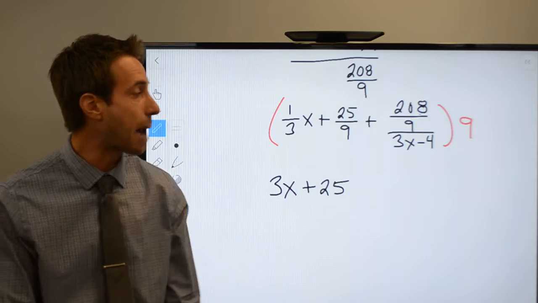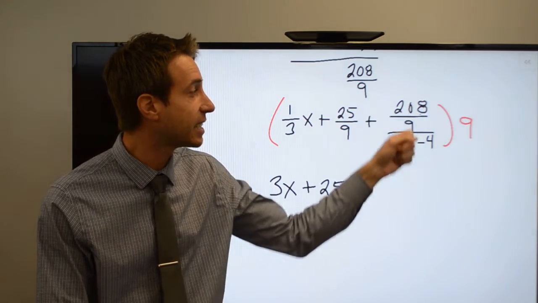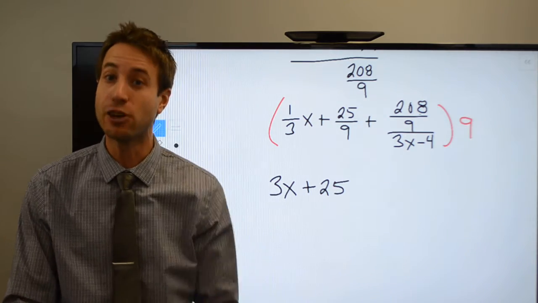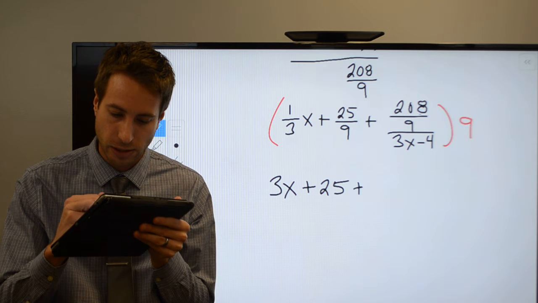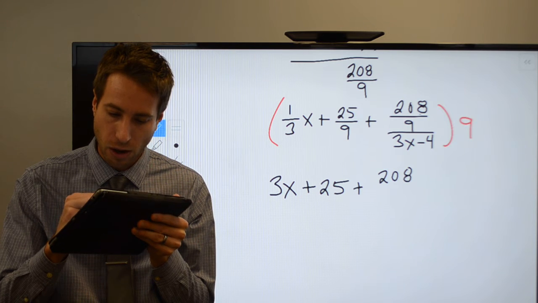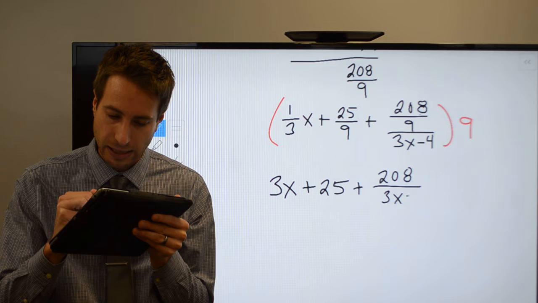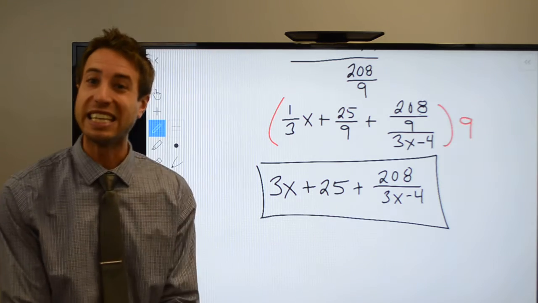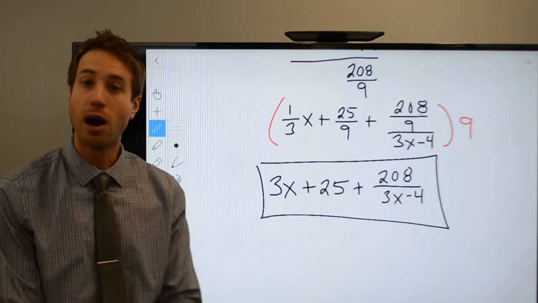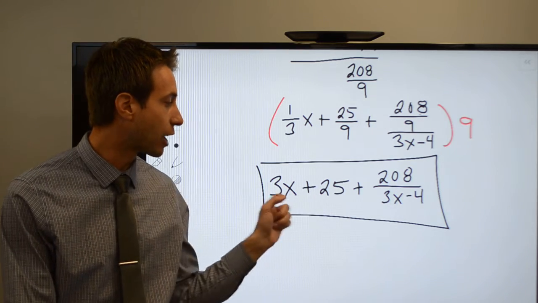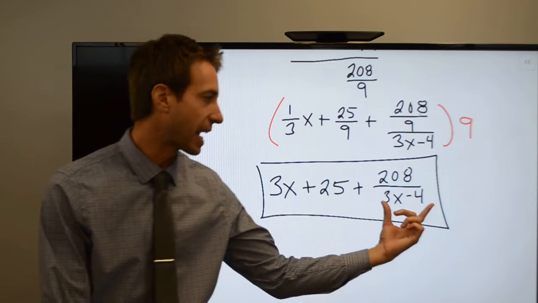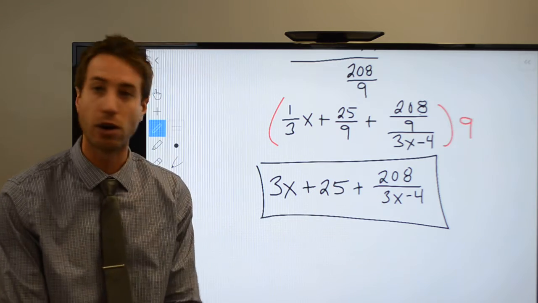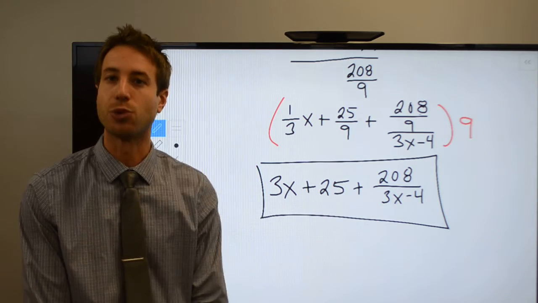The same thing happens here. 208/9 times 9, the 9's cancel, and you're left with 208, plus 208, all divided by 3x minus 4. There you go. You've got your quotient written in standard form. It's in descending order of powers, and my coefficients are whole numbers. We can't get rid of that divisor. Remember, that's just how we write our remainder, the remainder over our original divisor.